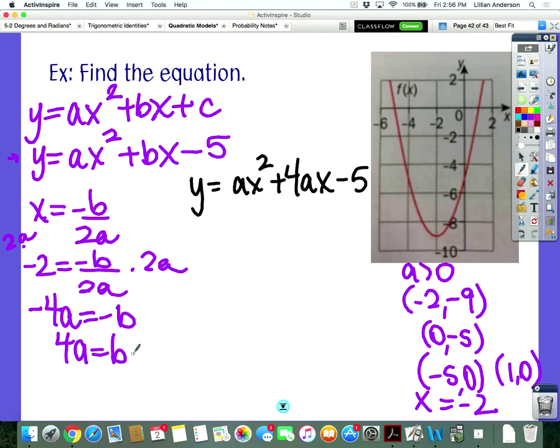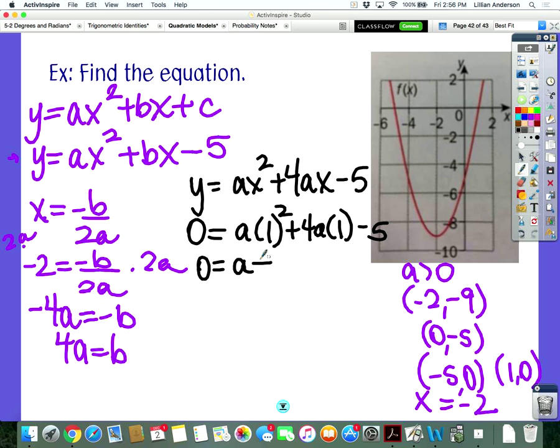And we can do this because if this is a point that's on our quadratic, it's going to work out. It's going to give us the value of a. So I'm going to plug 0 in for y, 1 in for x, and I'm going to solve for a. One squared is nothing but 1, so I have an a plus a 4a minus a 5.